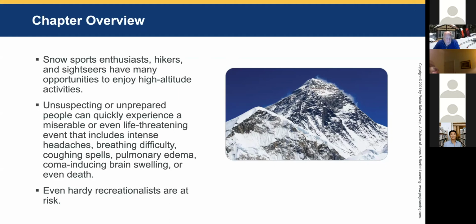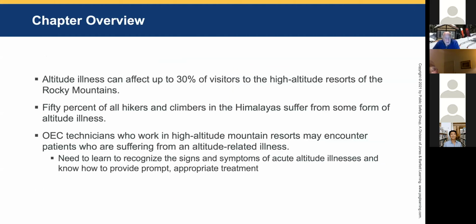Unsuspecting or unprepared people can quickly experience a miserable or even life-threatening event that includes intense headaches, breathing difficulty, coughing spells, pulmonary edema, coma-inducing brain swelling, or even death. Even hardy recreationalists are at risk. They say that about 30% of the visitors to the high altitude resorts of Colorado get it. About 50% of all the hikers in the Himalayas suffer from some sort of altitude illness.